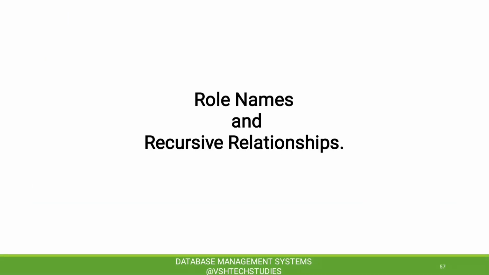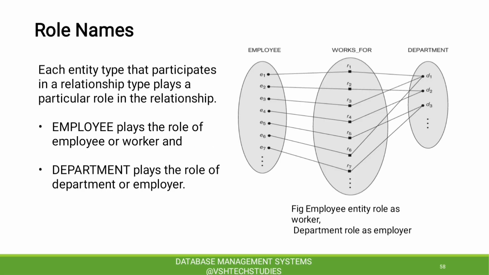Okay. Next we shall study what is meant by role names and recursive relationships. First we shall see about role names. So in a relationship, entities do participate. Each entity type that participates in a relationship type plays a particular role in the relationship.